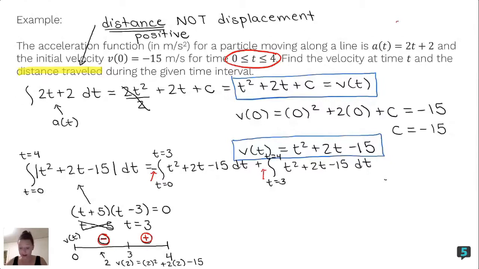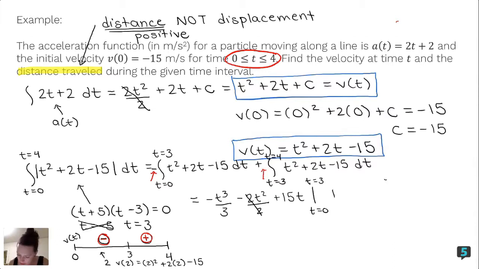All right, now we got to integrate. So let's see what we come up with. We are going to have negative t cubed over 3 minus 2t squared over 2, which I can simplify to just t squared, and we are going to have a plus 15t. Now realize that as I did that integration, I distributed that negative through as well. Okay, and this is going to be evaluated from 0 to 3.